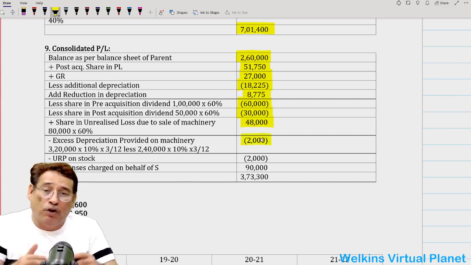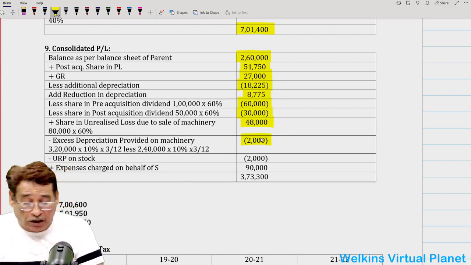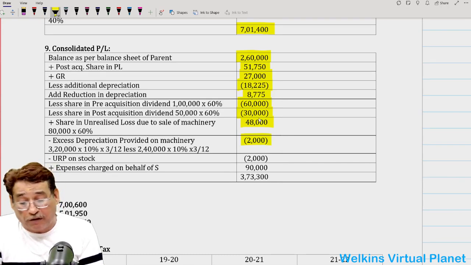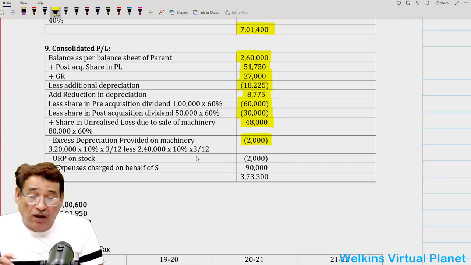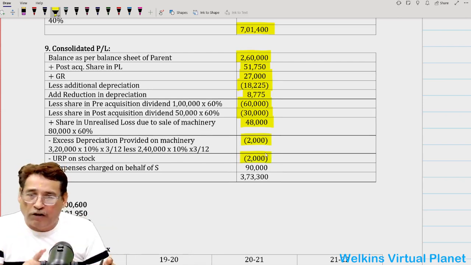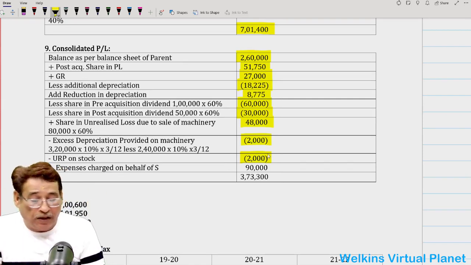As I told you, because we have given a depreciation of 6,000, actually we will have to provide depreciation of 8,000. 3,20,000 is the cost of the machinery, 10% into 3/12. But we have provided depreciation on 2,40,000 at the rate of 10% for 3 months. So that means 2,000 more depreciation we will have to provide. It will be subtracted from holding company's consolidated P&L. And then unrealized profit, because it was a case of downstream transaction, it will not affect minority. 2,000 will be subtracted from inventory and the complete amount will be subtracted from consolidated P&L.